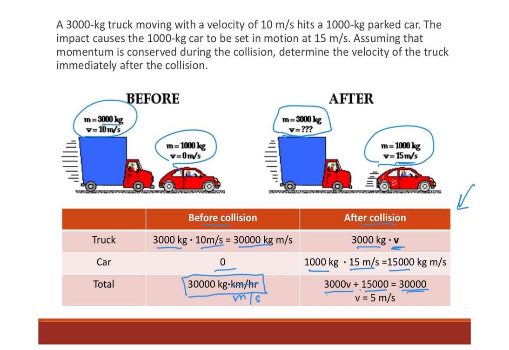We would subtract 15,000 from both sides and then divide by 3,000, which gives us an answer of 5 meters per second as the velocity of the truck. So we've lost velocity as the truck has gone from 10 down to 5 because it has collided with the car, and some of the momentum that it had been carrying has been transferred over to the car because the car is now in motion.